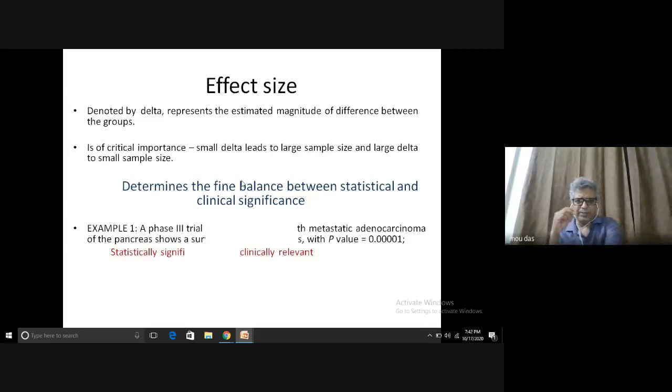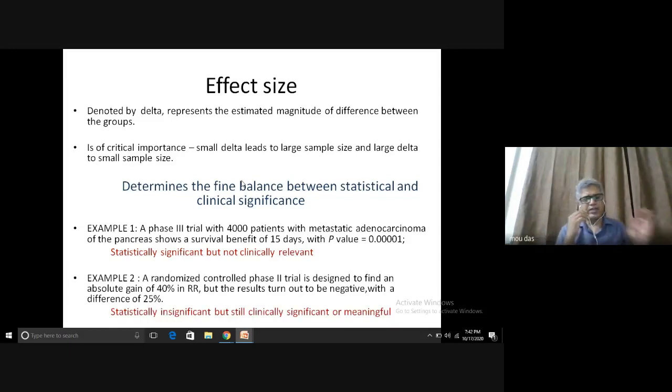So suppose we have taken a huge sample size and a small delta, a survival gain of say 15 days. Well, it is statistically significant, but might not be clinically relevant. You get a p-value of 0.001, but it's not relevant. 15 days, huge expensive treatment, it's not worth it.